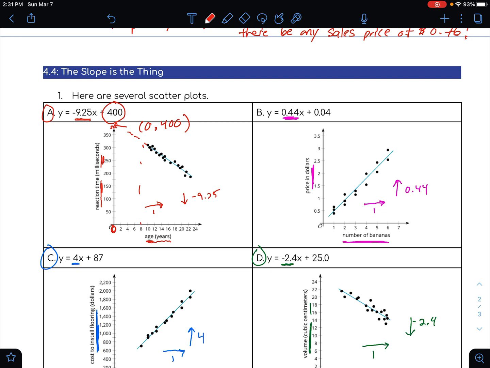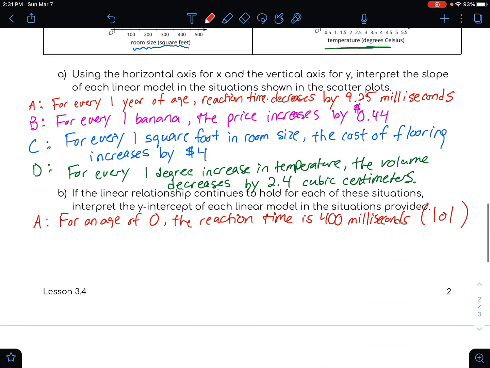But if you trace it backwards, this is again called extrapolating the data. When you extrapolate beyond the points that we have here, that generally run from roughly age 8 up to age 22 or so, anything outside of that you're estimating is called extrapolating, because you're estimating beyond the data set that you have. So at age 0, does it really make sense to have an age 0? A 0-year-old has a very long reaction time. It doesn't really make a lot of sense in the context here.